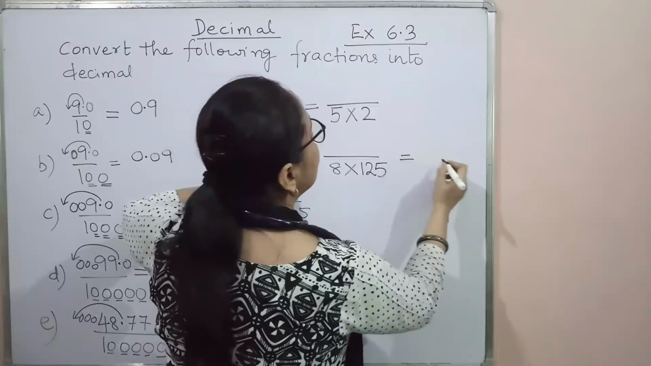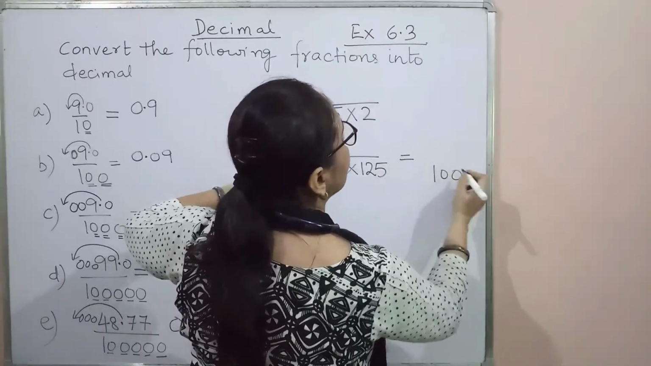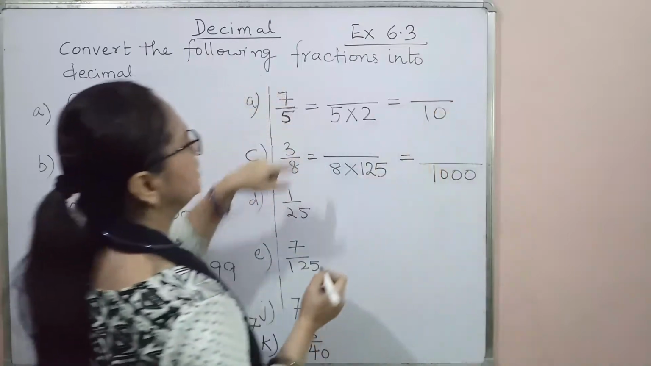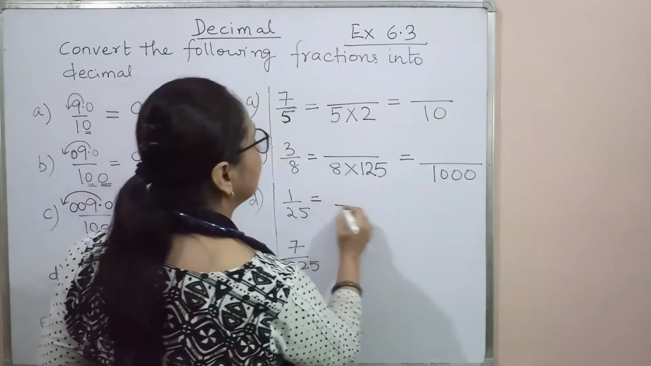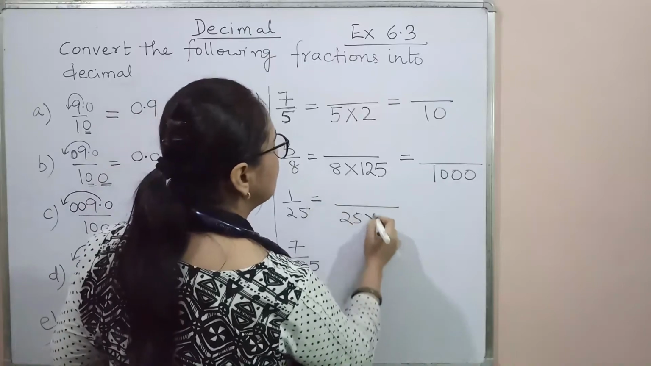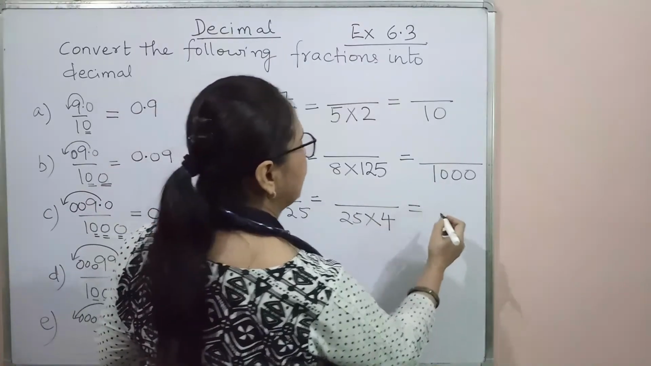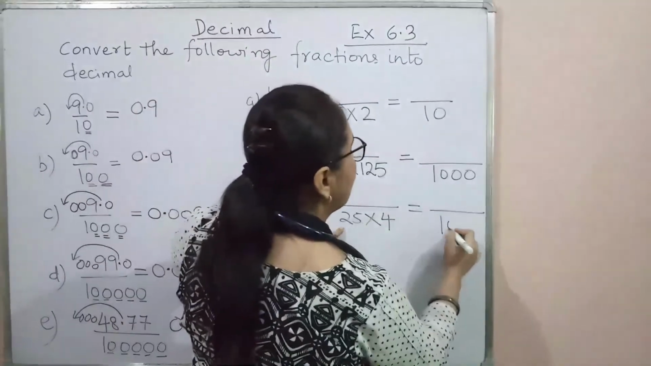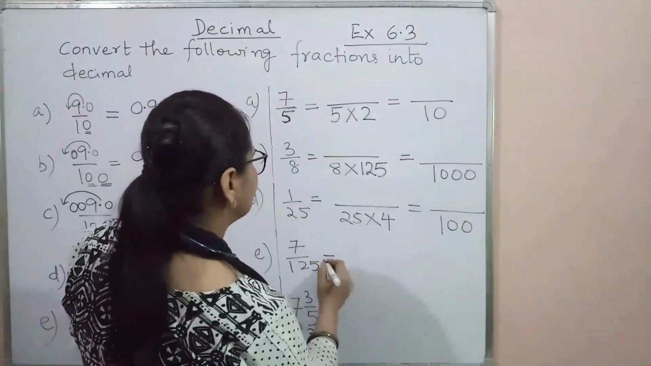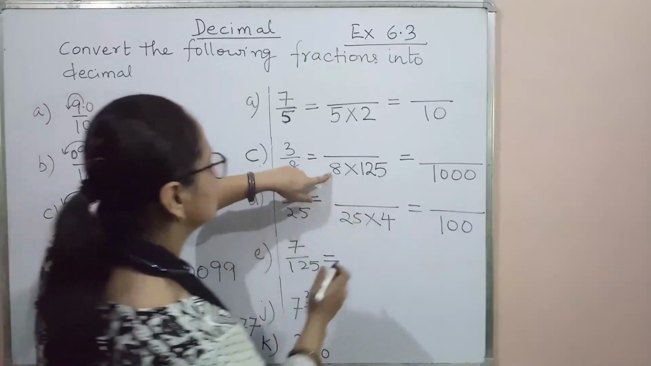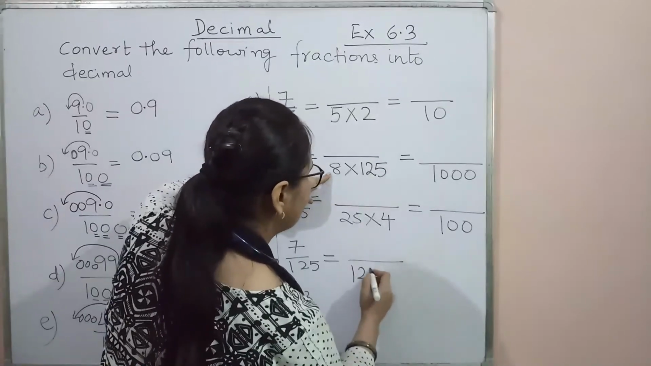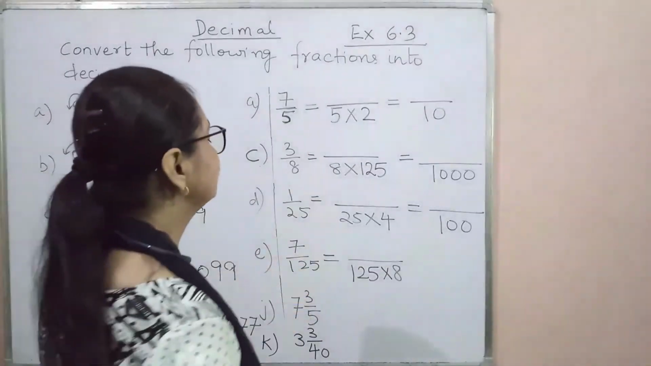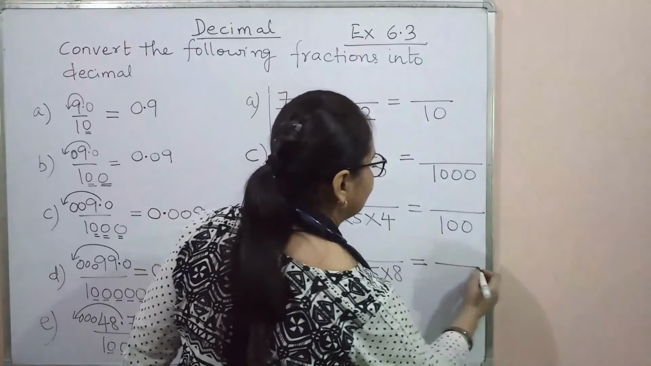125, and you know the answer will become 1000 here. Here we know the answer will become 10. So we are just trying to convert the denominator into a number like 10, 100, 1000, and if I multiply this 25 by 4, I am going to get 100 here. This we already know, 125 into 8. That means if you have 125 in the denominator, it can be converted into 1000 by multiplying it by 8.